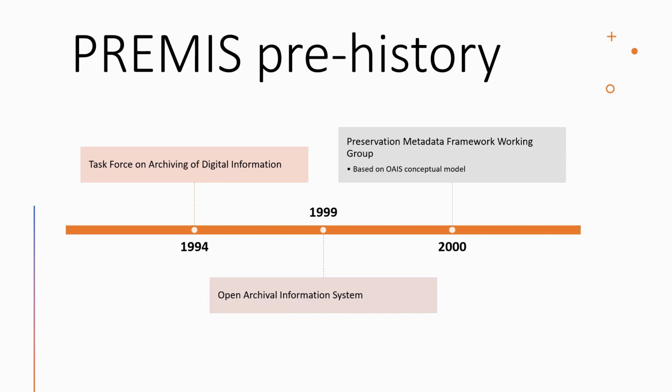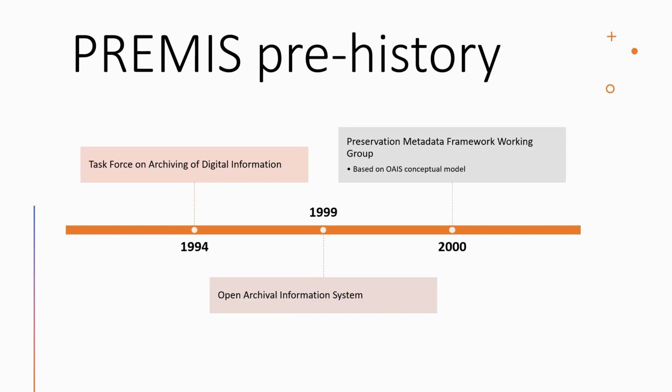By the 1990s, information professionals began to recognize a need for securing long-term access to digital objects and records and to create trusted digital repositories. One of the first attempts to formally address this was the Task Force on Archiving of Digital Information, formed in 1994 by Research Libraries Group, or RLG, and the Commission on Preservation and Access. By 1999, the Consultative Committee for Space Data Systems released a draft of the Open Archival Information System, or OAIS, conceptual framework, which became ISO 14721 and the de facto conceptual standard for digital preservation.